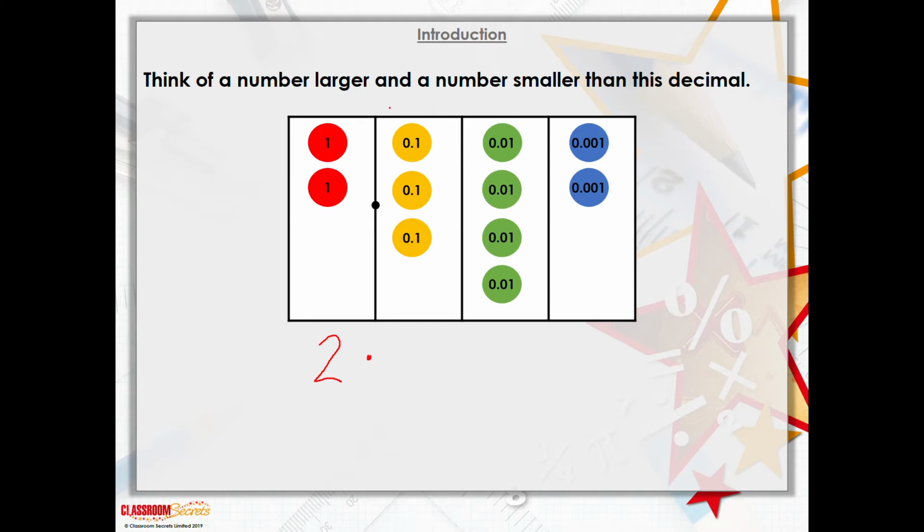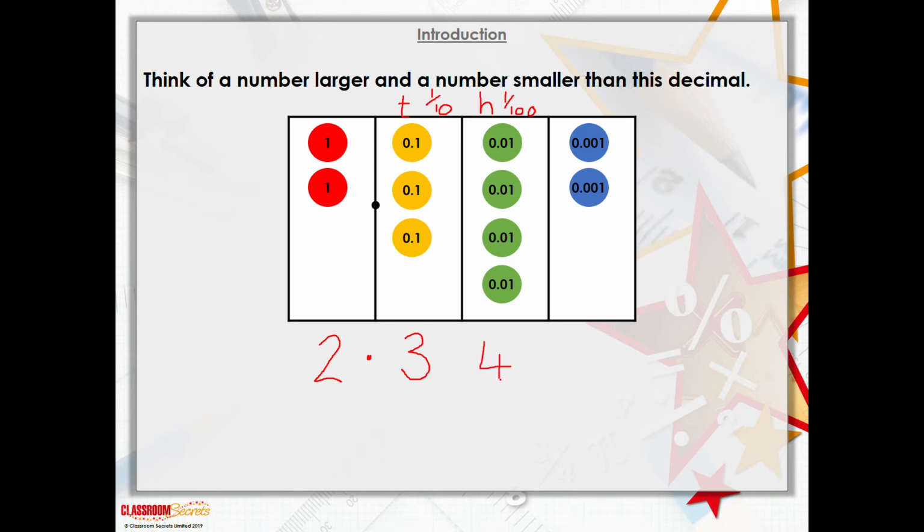In this column, remember this column is the tenths column. We can also write the tenths column as the fraction, tenths. How many tenths do we have? We have three. So 2.3. This one is the hundredths column. So we can actually write the column heading as our fraction or a small h. How many hundredths do we have? One, two, three, four.